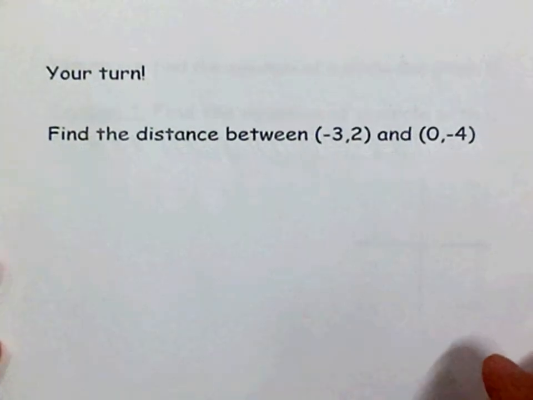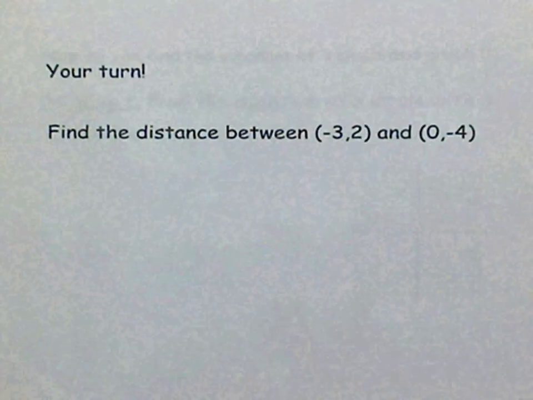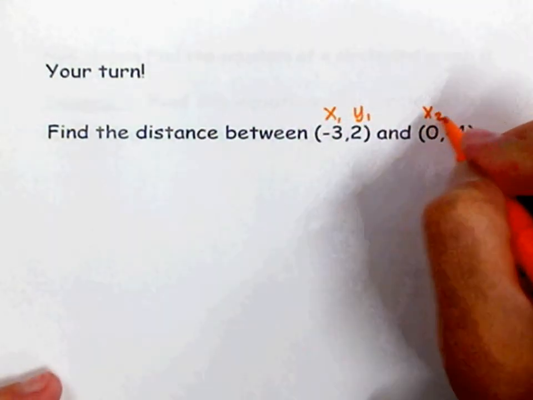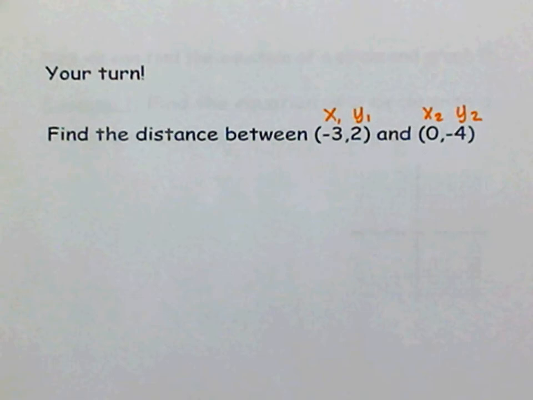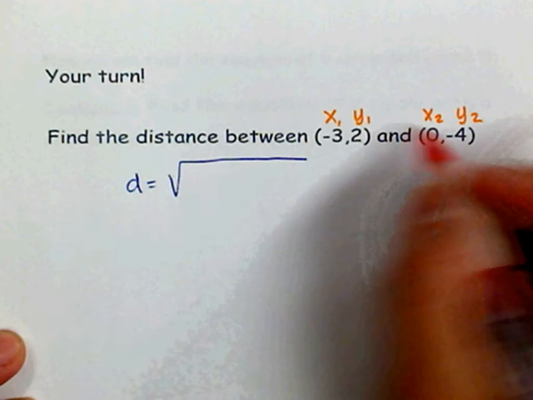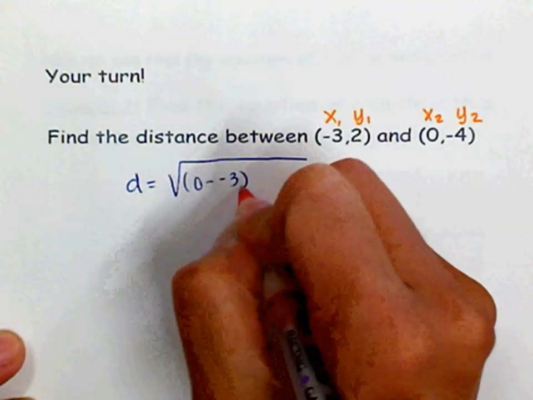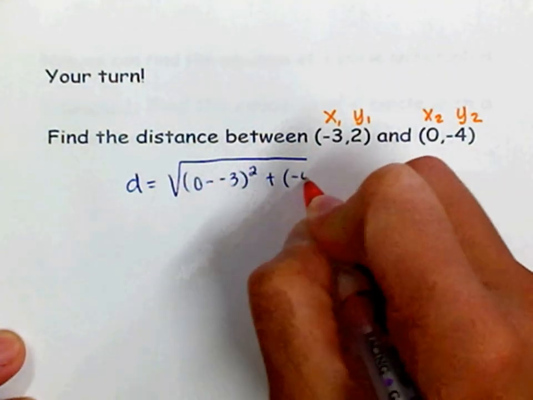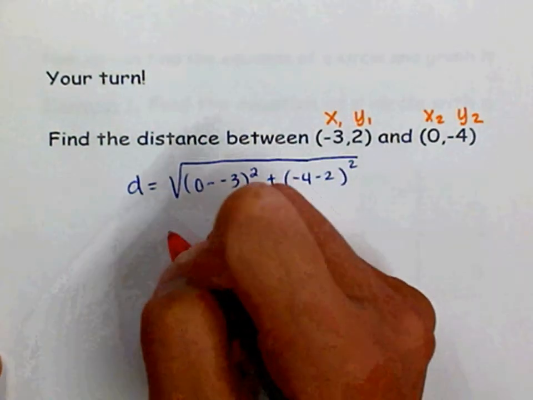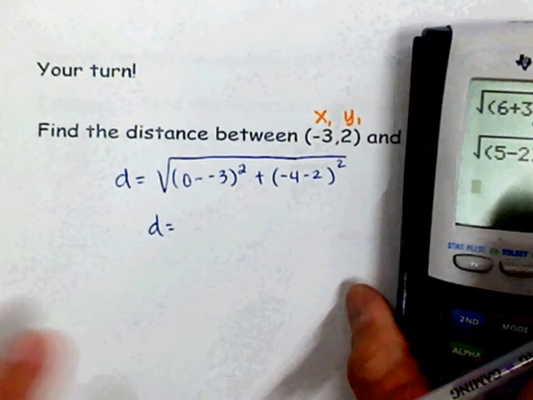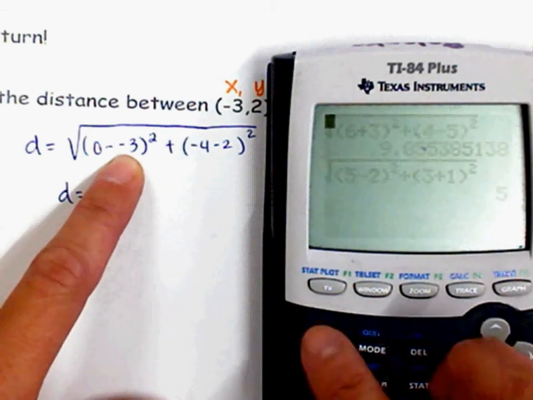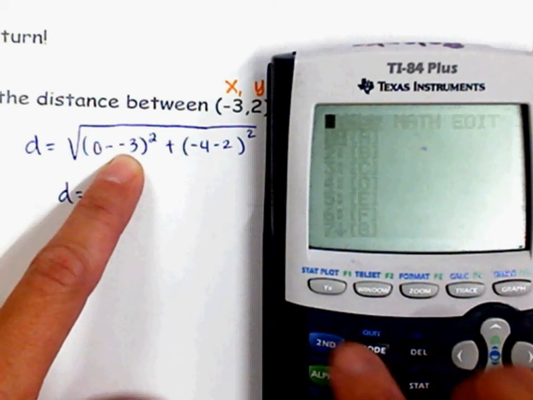We're going to label this one x1, y1, x2, y2. Okay? Let's plug into the formula. D equals square root, parentheses, 0 minus negative 3 square plus negative 4 minus 2 square. And let's make this line long to cover it. Type in your calculator. You are more than welcome to make that a plus, which I am going to do. So that is not it. Let's get out of that. Square root. Here we go.